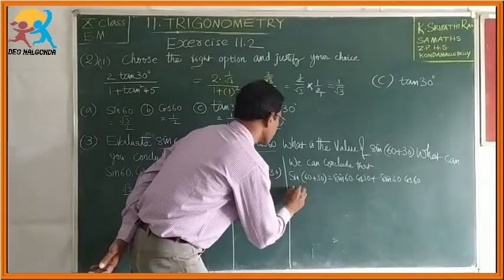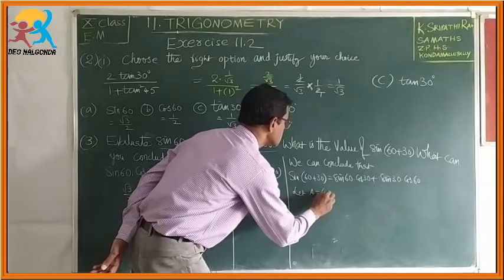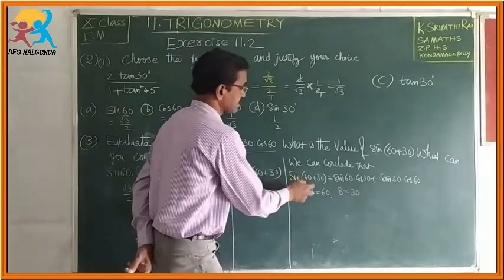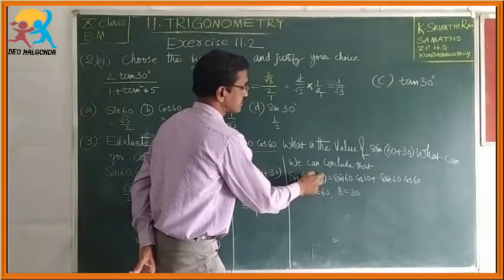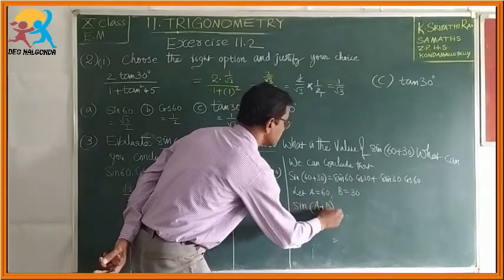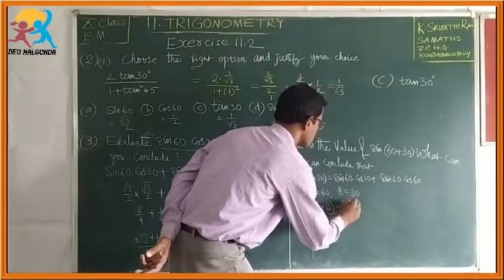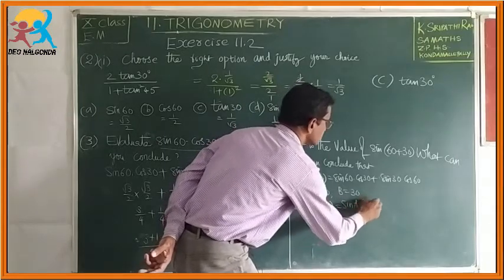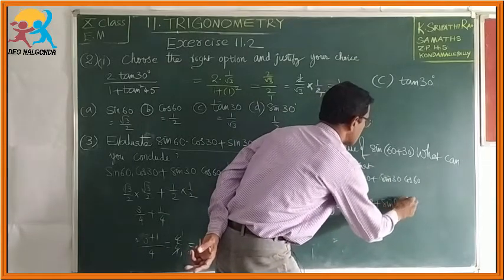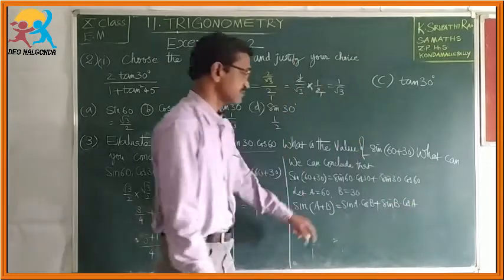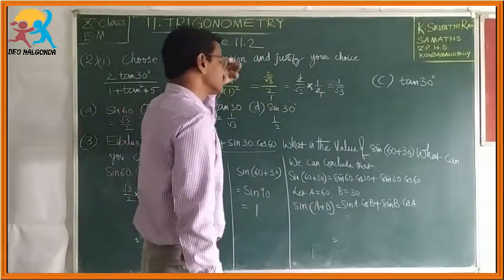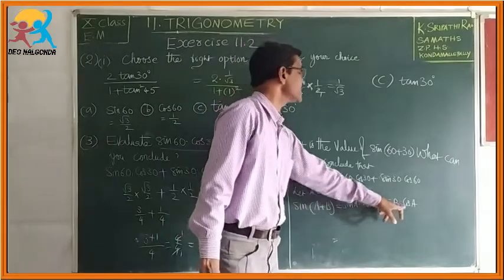How? Let A be equal to 60, B be equal to 30. Substitute A in the place of 60, B in the place of 30. Then we get a formula here: sin(A + B) is equal to sin A cos B plus sin B cos A, or cos A sin B, we can write it either way. Sin A into cos B plus sin B into cos A.